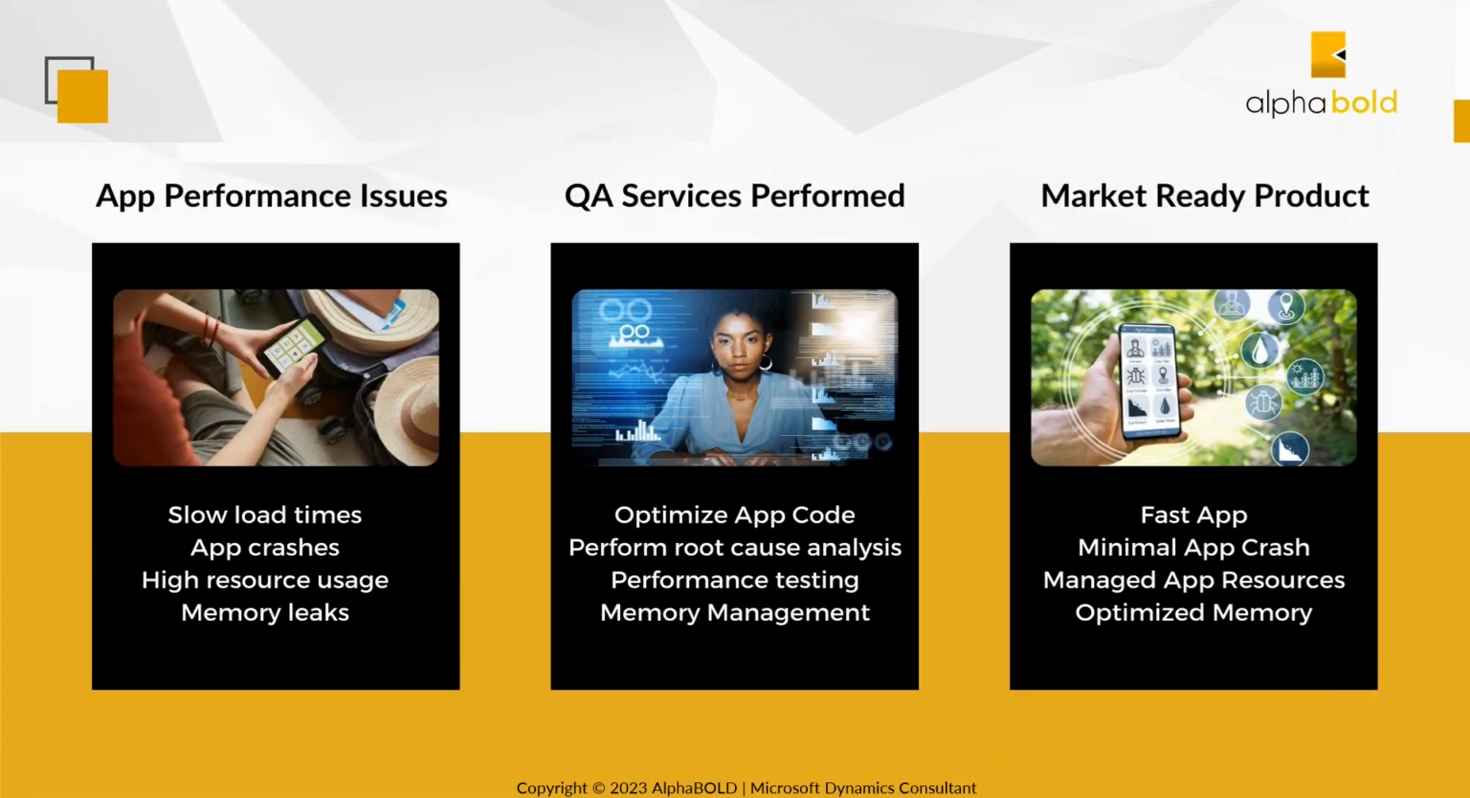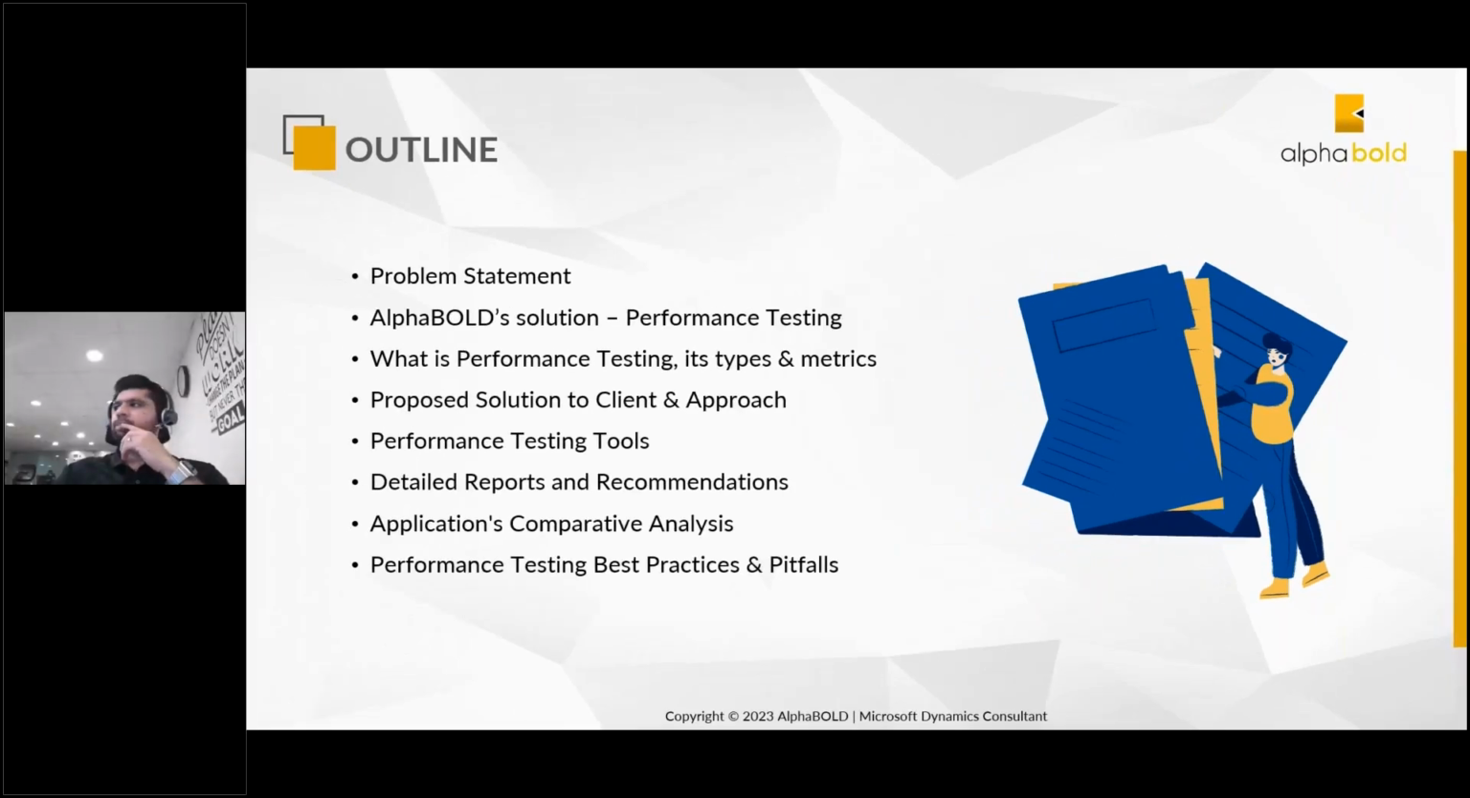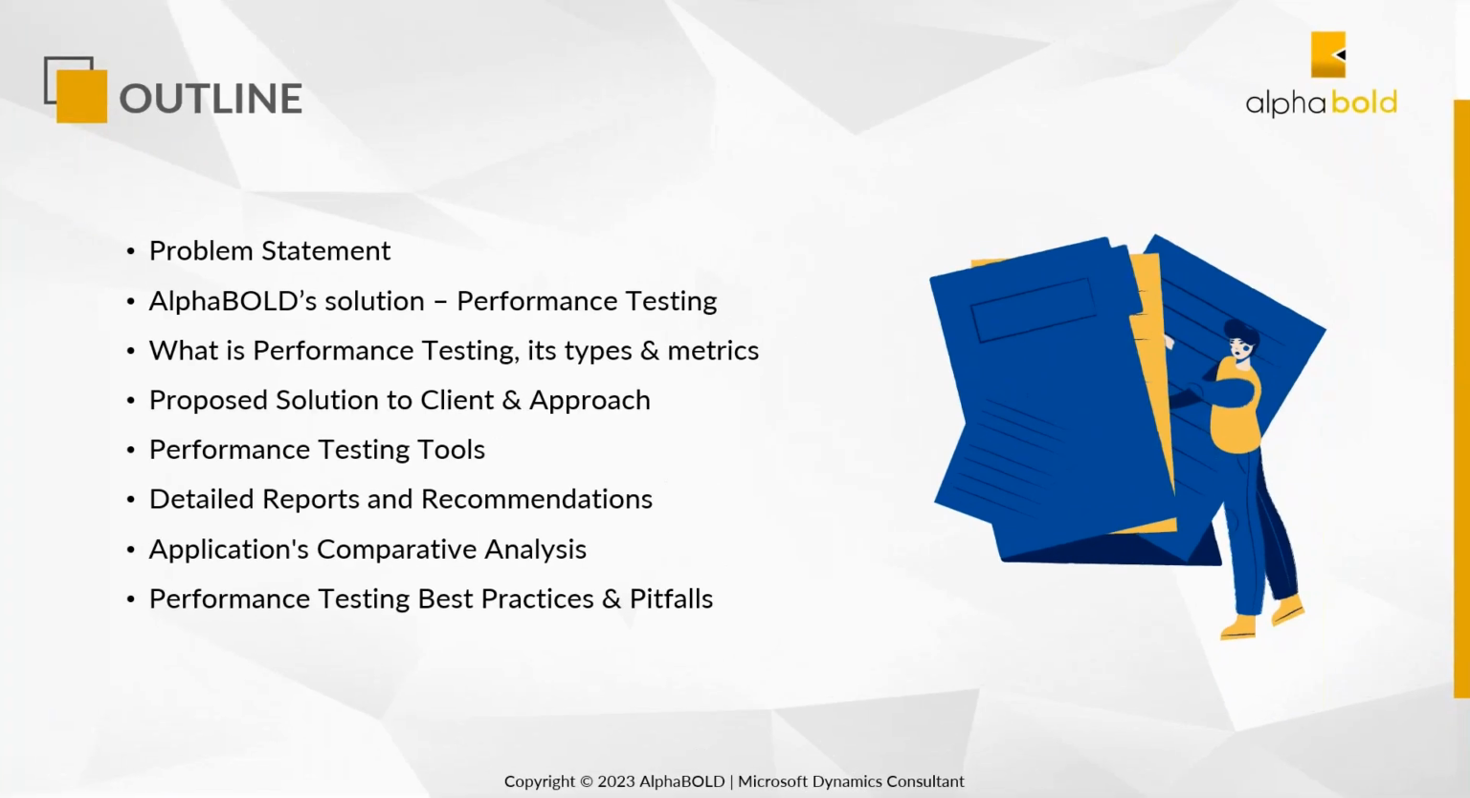Today, we're going to be talking about application performance issues, surfacing via QA, and making a market-ready product. Our outline is: a problem statement; our solution for performance testing; what performance testing is, and its types and metrics; proposed solutions to the client and approach; performance testing tools; detailed reports and recommendations and how they're applicable; applications comparative analysis; and performance testing best practices and pitfalls.